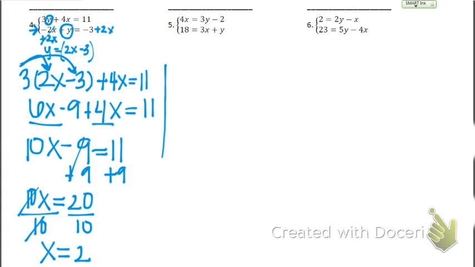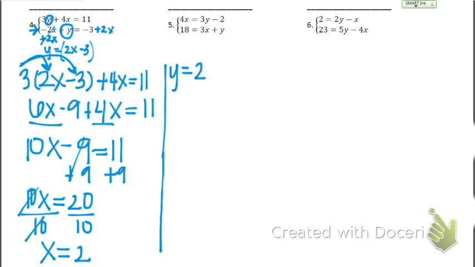Okay, and then we need to plug all of that back in. Now here's the nice thing about solving systems algebraically. I can use any of the 3 equations that are written at the top and it will still work. I can use 3y plus 4x equals 11. I can use negative 2x plus y equals negative 3. Or I can use y equals 2x minus 3. Myself, personally, I would use y equals 2x minus 3 because y is already solved for. So we've already done some of the algebraic math involved.